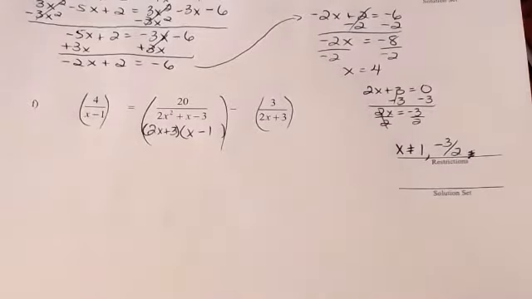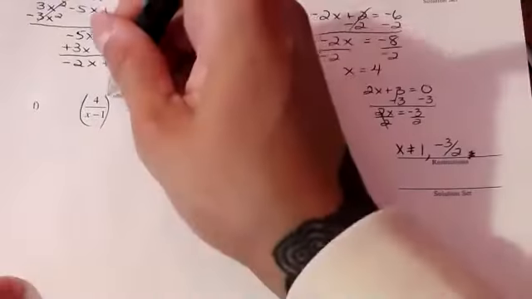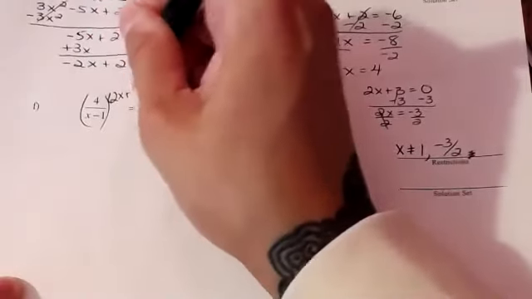So your LCD is a combination, right, of the two, which is nice because that was already the case in our second fraction. So my LCD is going to be 2x plus 3 times x minus 1.